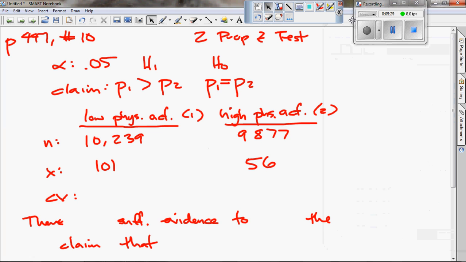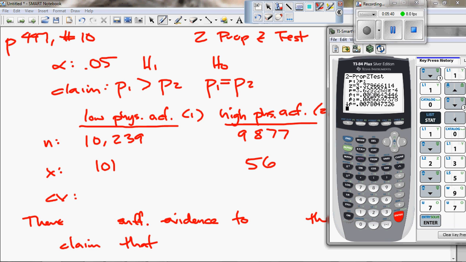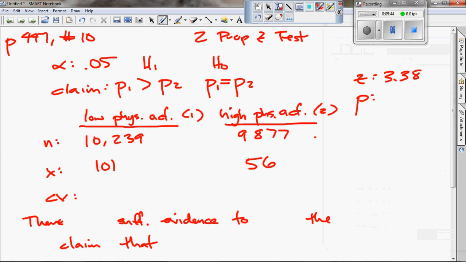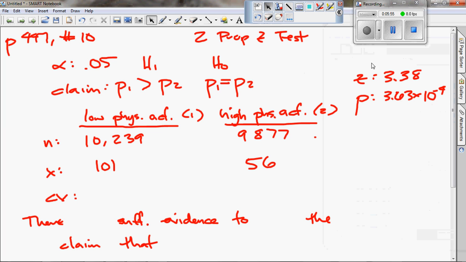3.38. P-value is 3.63 times 10 to the negative 4. Let's check that. Alright. And now we want to compare this p-value to our significance level. As we can see, it is less than or equal to our significance level, so we reject the null hypothesis.